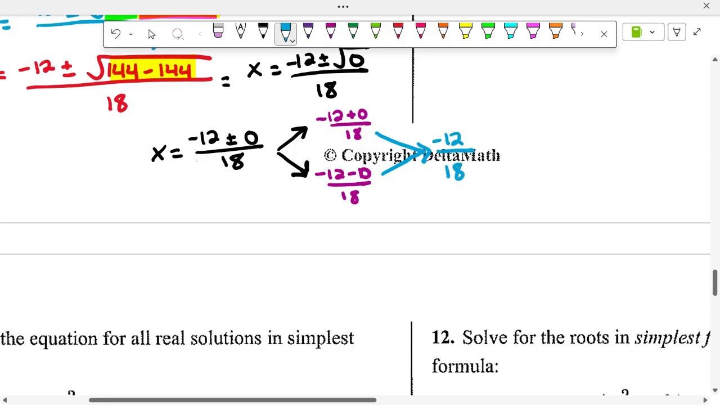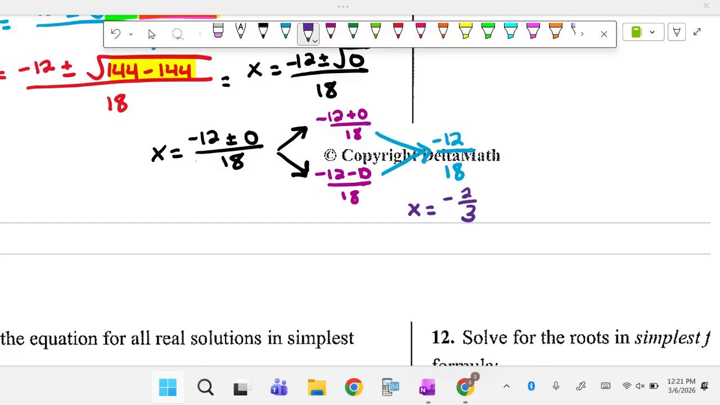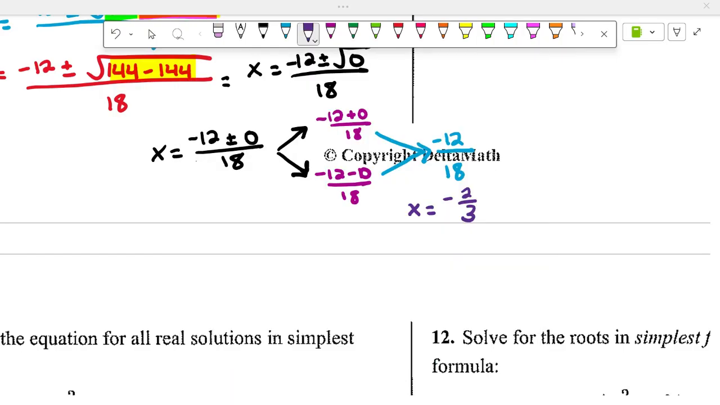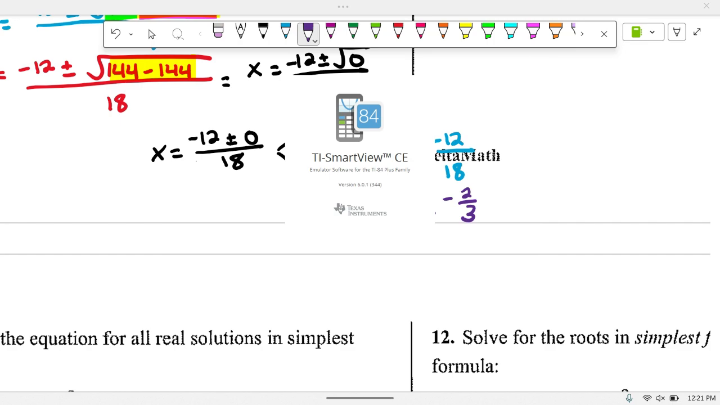And now I just got to simplify that fraction. So if I simplify that fraction, what would it be? So x would equal what? So negative 2 over 3. You can divide both of these by 6. Now, if you're not the best at simplifying fractions, you can always use your TI. You can always do negative 12 divided by 18 and then convert it to a fraction as soon as it loads up.